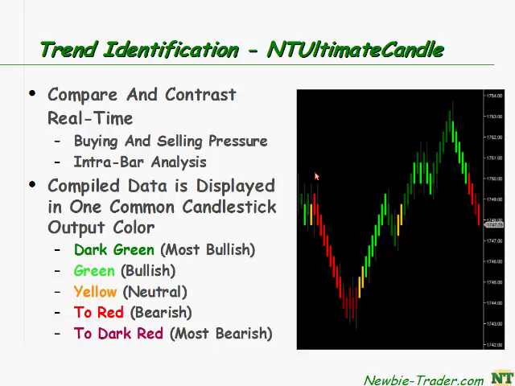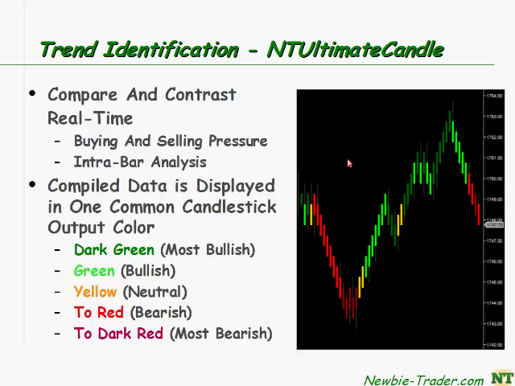We compile it and put it in the candlestick, and the output color goes from dark green to dark red. Dark green is one end of the spectrum where you're mostly bullish, dark red is mostly bearish, and the spectrum goes from dark red to yellow to green to dark green.